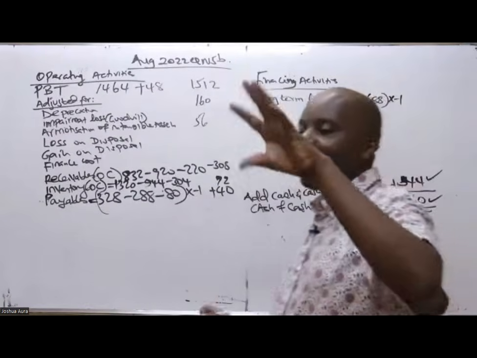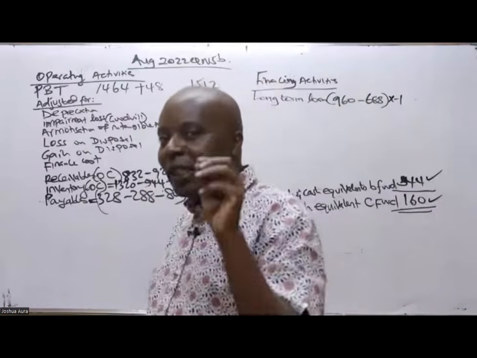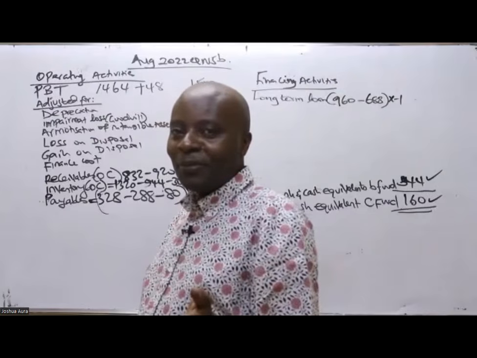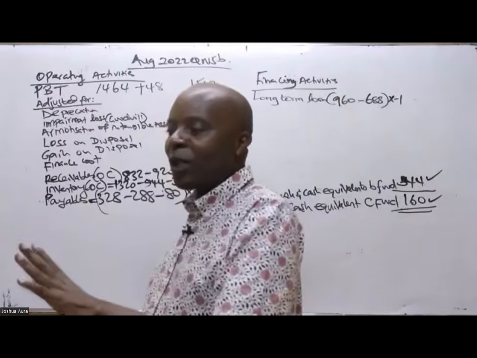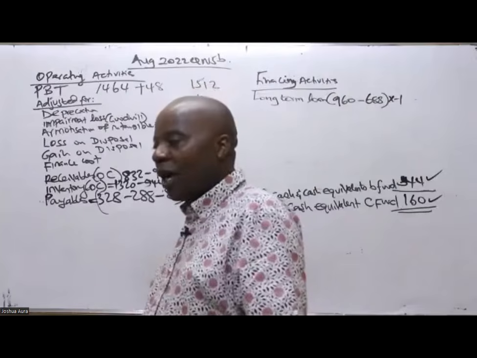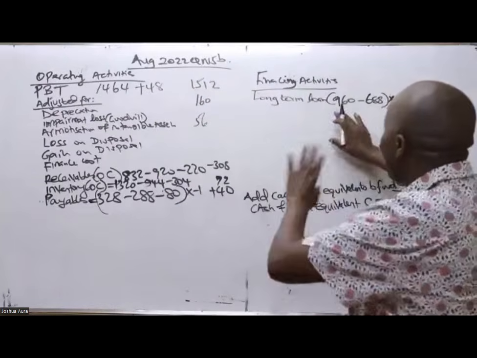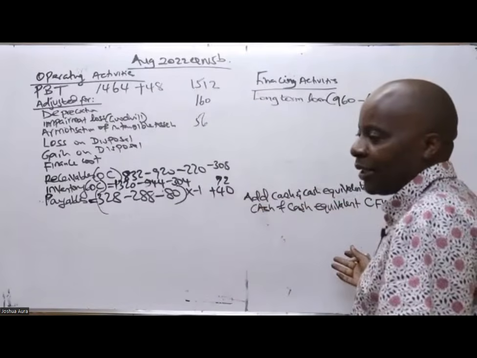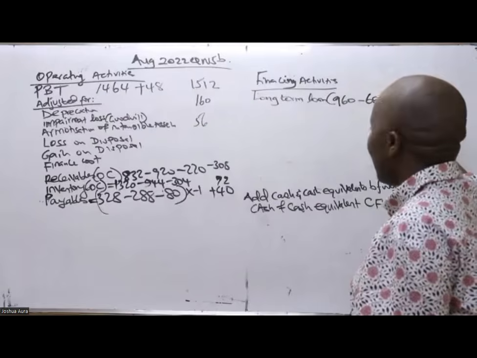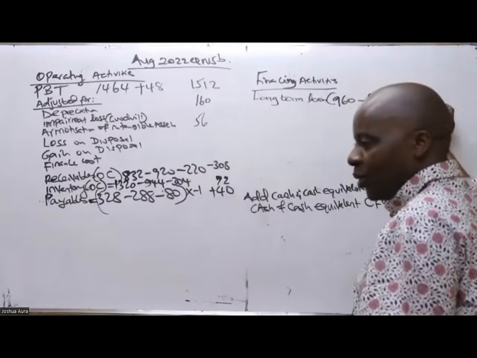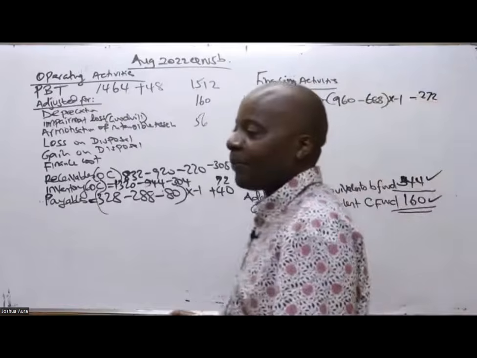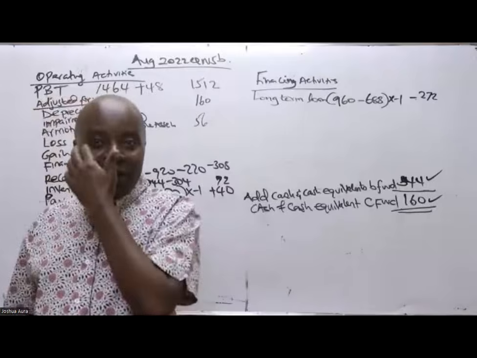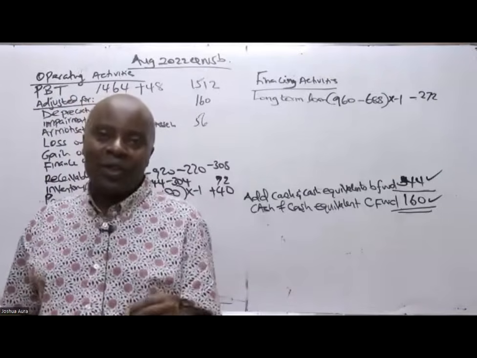Remember, in the notes, I'm quite keen because you must look at the notes and see whether there is any item that affected loan notes. In this case, there is no note talking about loan notes. So it means that 960, now that you're at 688, we must have repaid some loan notes. So we multiply by negative 1, and we get negative 272.